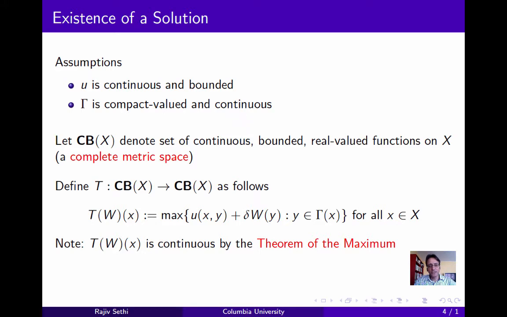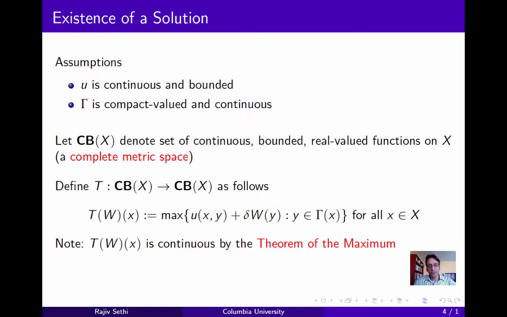Now how do we know that t of w is in fact continuous? This follows from the theorem of the maximum. So if you treat x as a parameter and the right-hand side of this expression as a class of optimization problems, then as you vary x, the maximized value of your objective function will vary in a continuous manner. This is what the theorem of the maximum tells us, and you should check that the conditions for the theorem are in fact satisfied in this case.